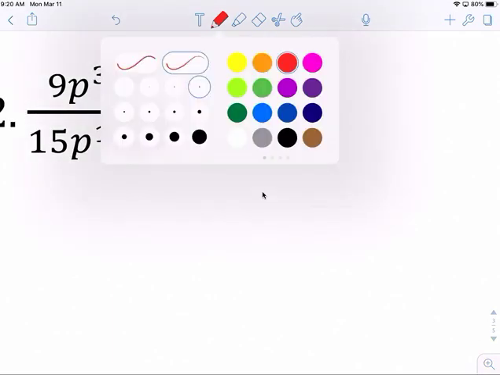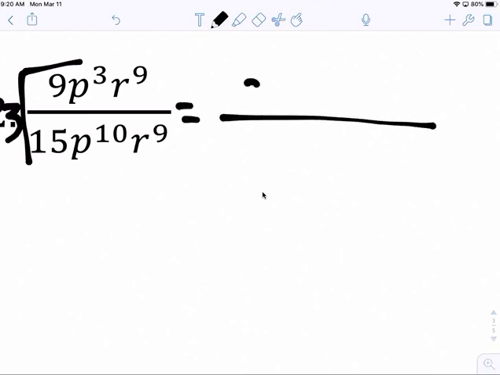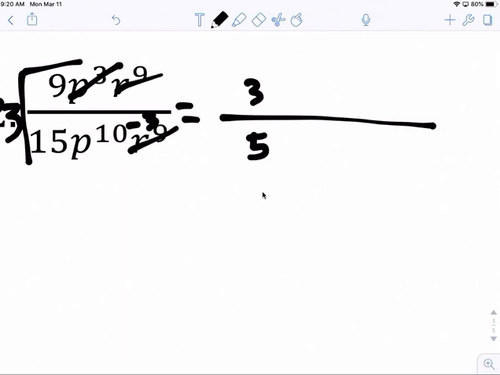This one, no negative numbers. So we just, these two numbers we divide by 3. We simplify to 3 over 5. Okay, p, cross out, minus 3. These are the same, 1 and 1. So everything we cross out becomes a 1. So this is a 1, this is a 1.